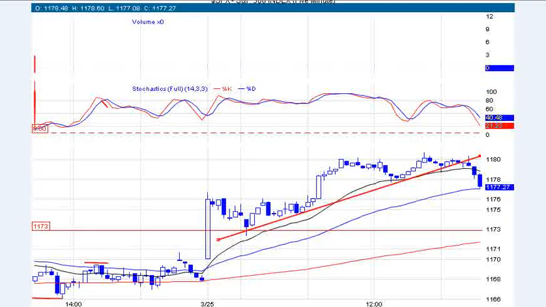Let's see a couple more here. Again, here's a good example, to the bullish side or to the bearish side. You can easily see this. This is an intraday chart of the S&P 5-minute.